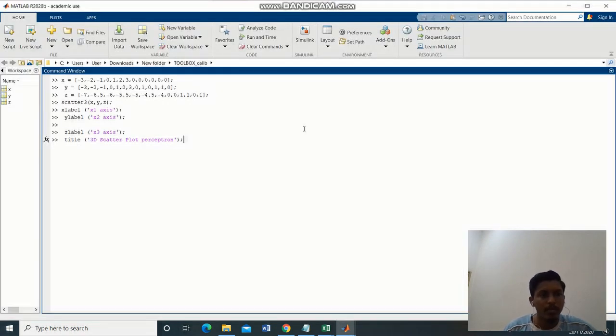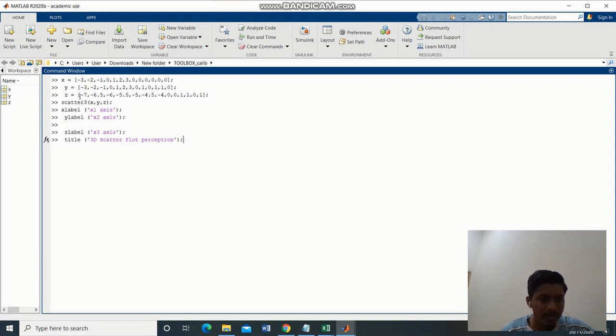Next I am going to explain the code that I used to code the values in MATLAB. For the x, the values are negative 3, negative 2, negative 1, 0, 1, 2, 3, with the following six of the x1 values 0, 0, 0, 0, 0, 0. For the y, same as the x values, but the values for the y are different. They are 0, 1, 0, 1, 1, 0.